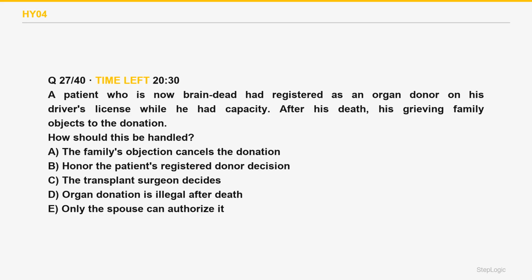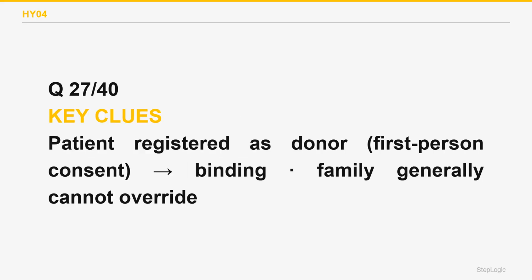How should this be handled? A patient who is now brain dead had registered as an organ donor on his driver's license while he had capacity. After his death, his grieving family objects to the donation. Read the command whose decision governs organ donation. The patient's own registered decision stands.